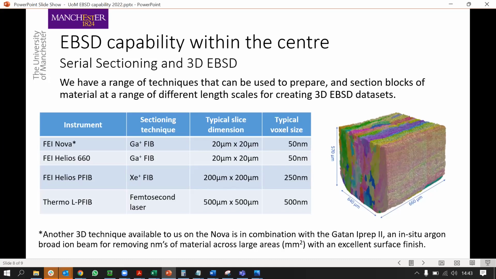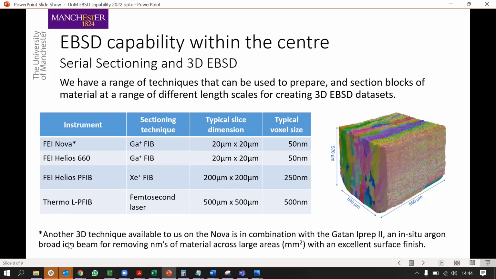And we've recently received this femtosecond laser system, which again is another scale up. We are now able to investigate 500 microns by 500 microns. And here is a data set that we collected not that long ago. This was in aluminium with a 600 micron slice, and we managed to do quite a large block. And I think we did that with a 1 micron voxel size.